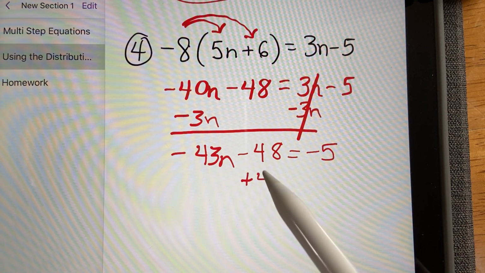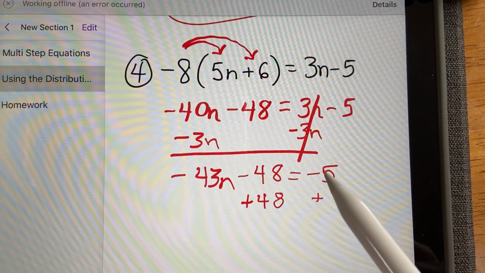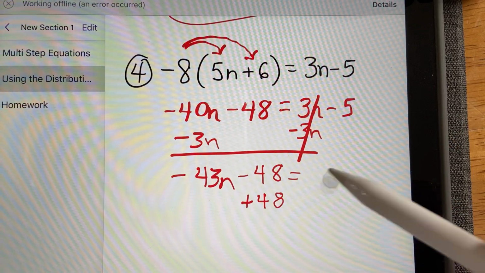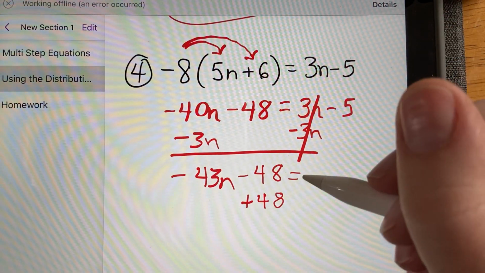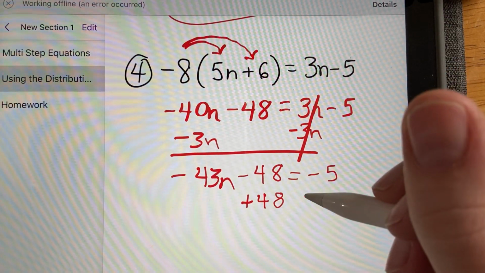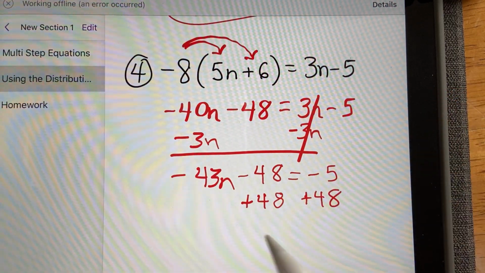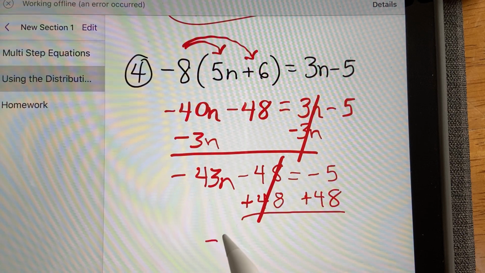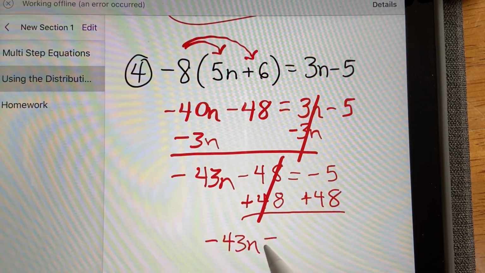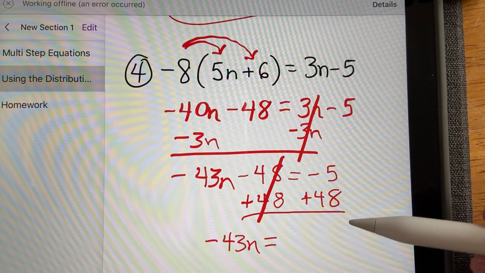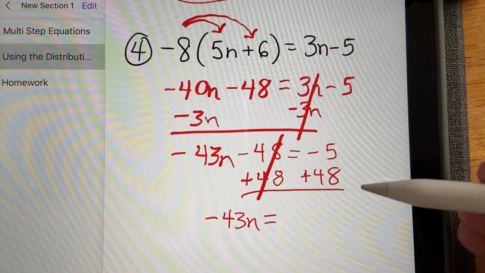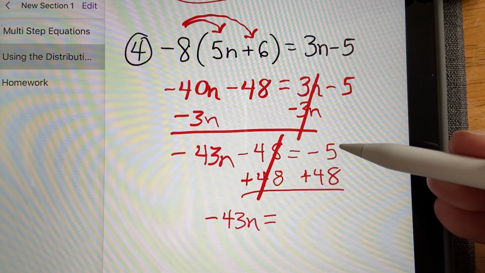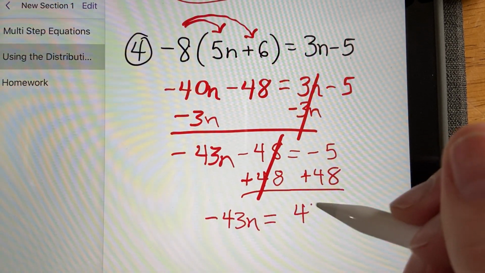Then add 48 to both sides. Oops. Sometimes this iPad has a mind of its own. Okay, adding 48 to both sides. Negative 48 plus 48 cancels. Carry down the negative 43n, and that's going to equal negative 5 plus 48. Think of it this way, 48 minus 5, which is 43.